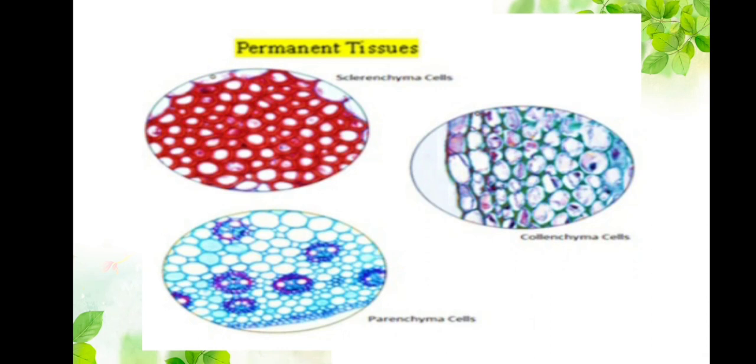Collenchyma is a living tissue found beneath the epidermis. Cells are elongated with unevenly thickened, non-lignified walls. They provide mechanical support for growing organs.